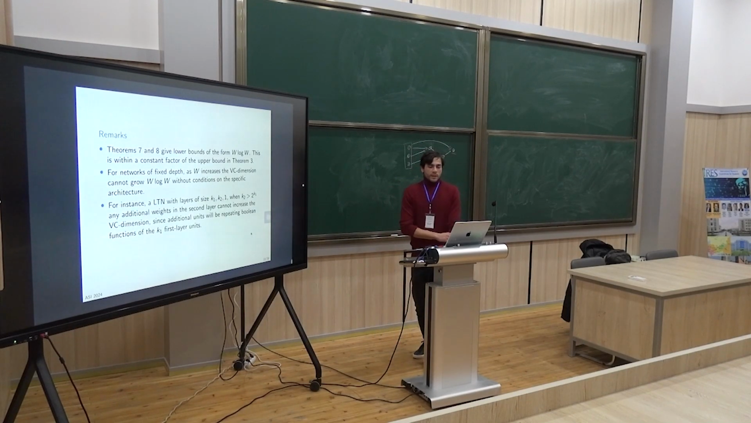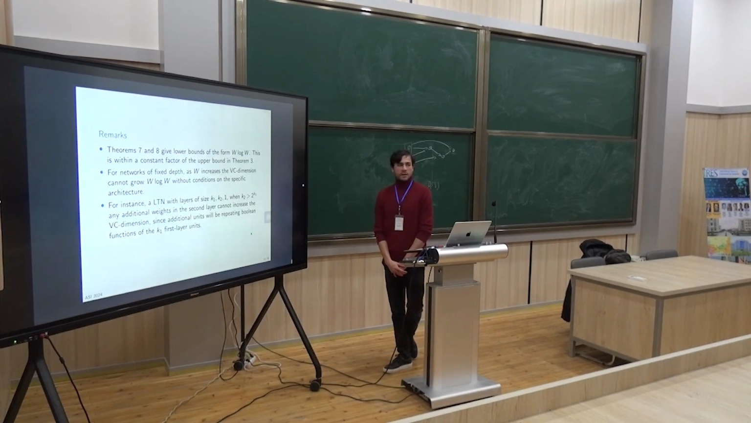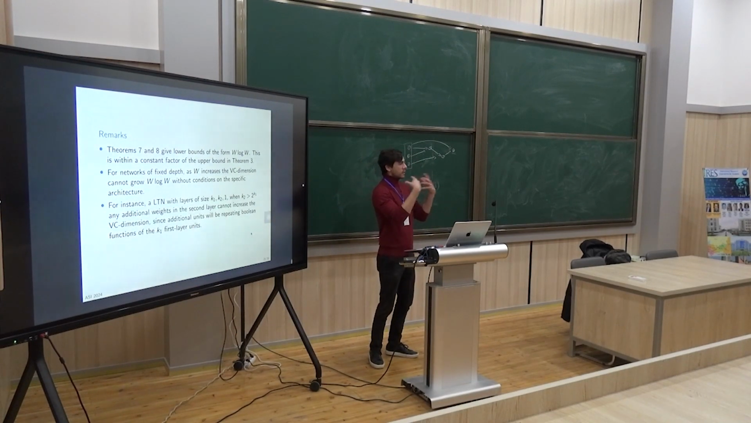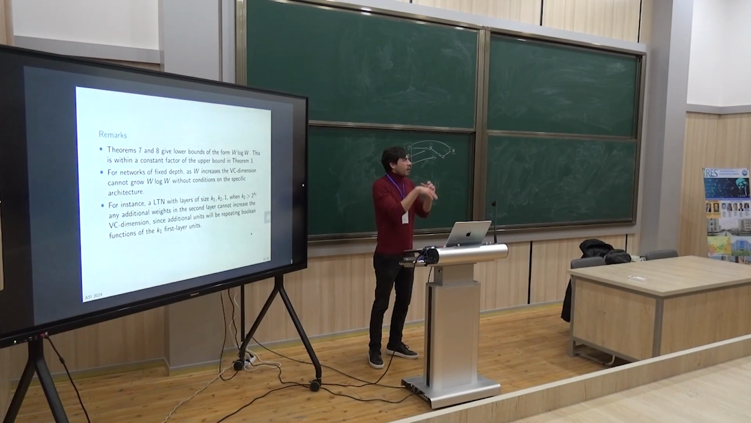All right, so a couple of remarks. These statements give us lower and upper bounds of the form W log W, within some constants, and so this is asymptotically tight. Then for networks of fixed depth, I should mention that as the number of parameters increases, the VC dimension cannot grow this fast without additional conditions on the architecture. Especially for the lower bound, we said there exists a neural network architecture such that this is true, but we cannot say that it's going to be valid for any neural network architecture.